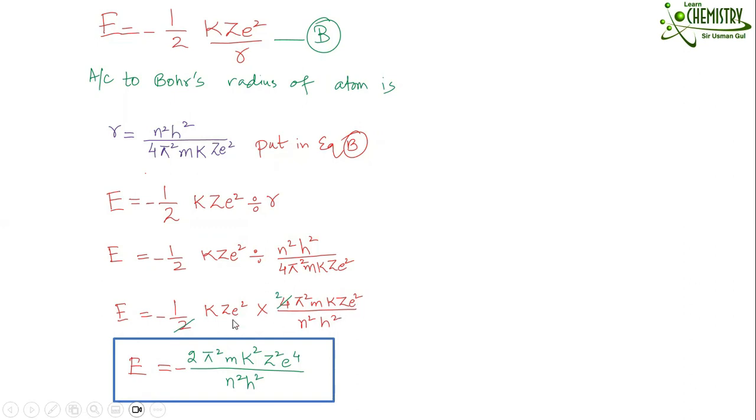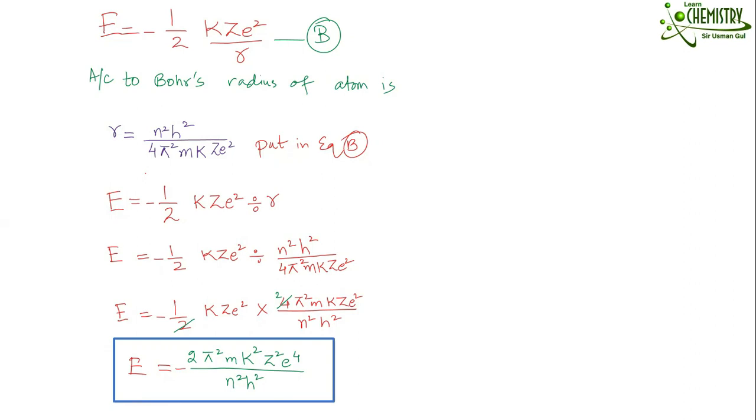It will become e to the power 4, and z will have power 2, k will have power 2. So we should be very careful about this power. Okay, in the denominator side we will have n square h square. Now this is the complete derived formula of energy.